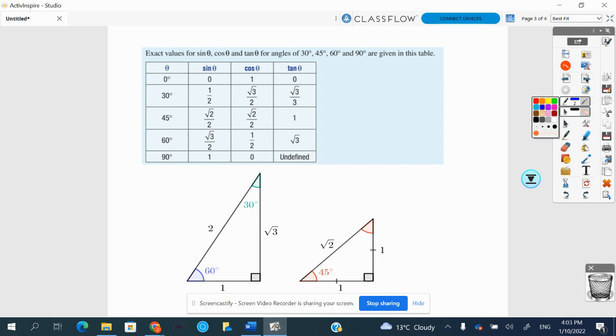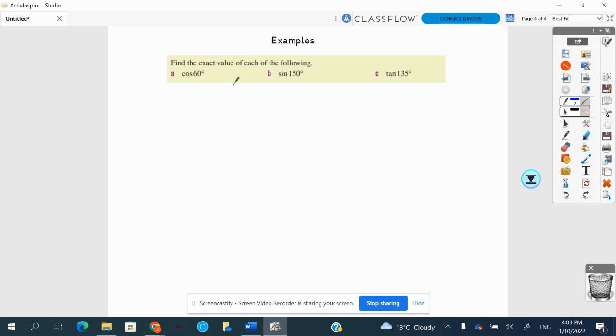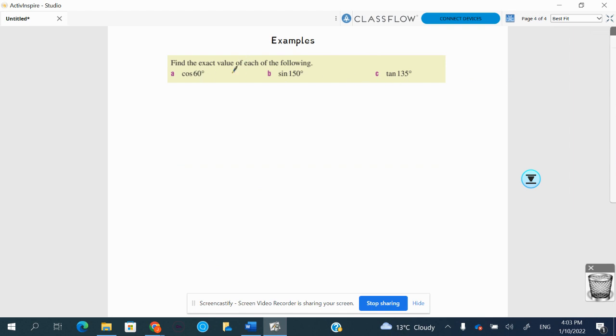Let's have a go at a couple of examples. Find the exact value of each of the following, starting with cos of 60. So using our triangle from the previous example, we've got 30, 60, 90, 1, 2, square root of 3. Cos of 60 is going to be adjacent over hypotenuse, so 1/2.